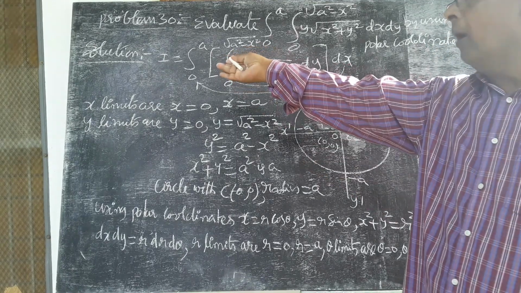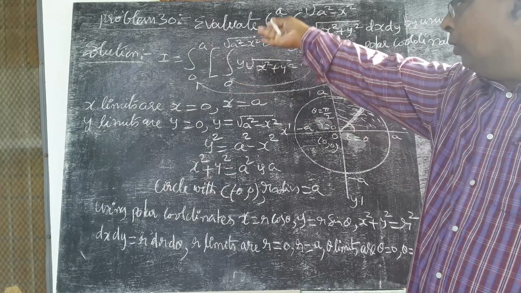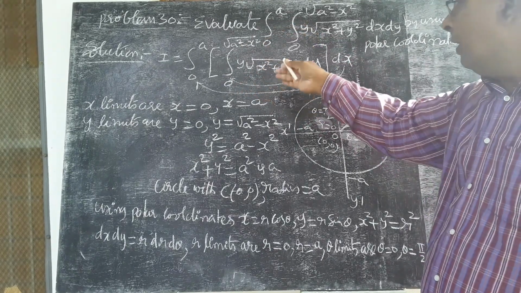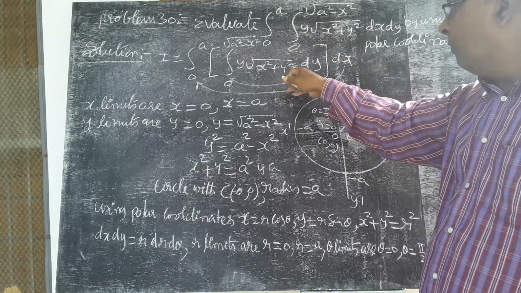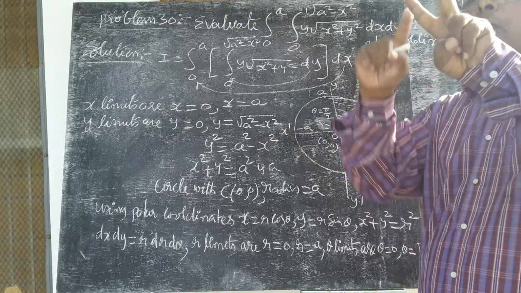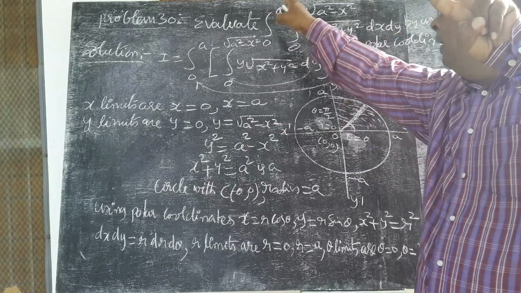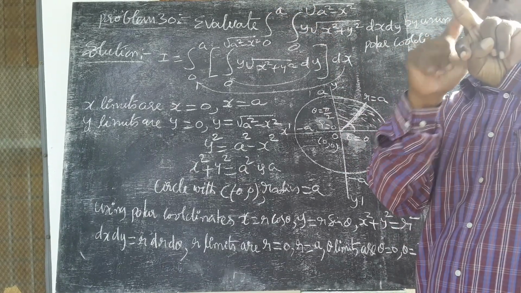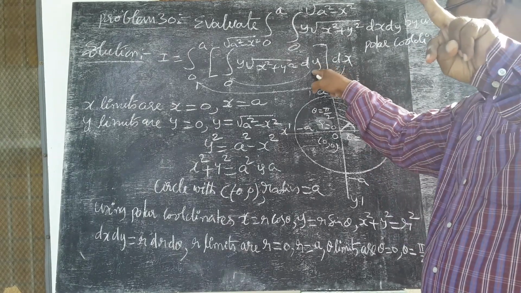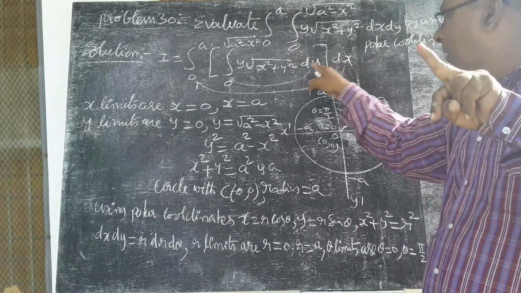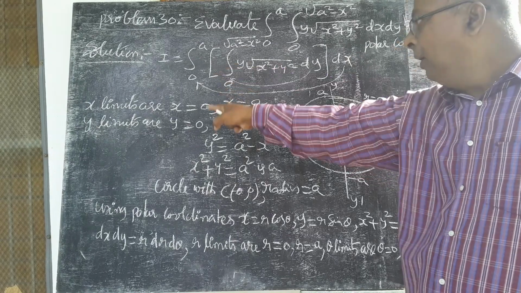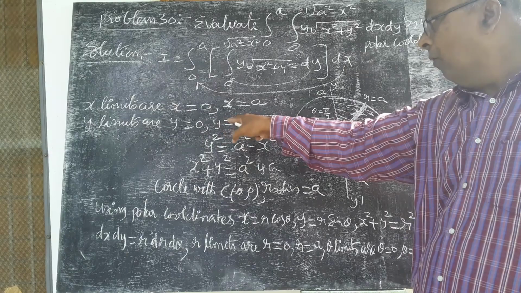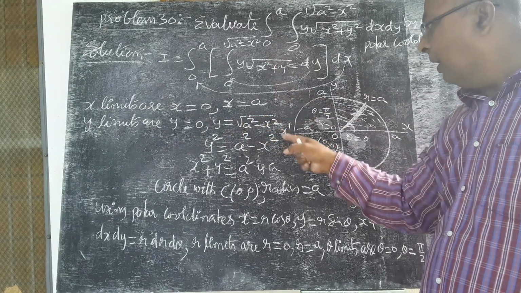So solution: I is equal to integral 0 to a, integral 0 to root over a square minus x square, y into root over x square plus y square. Look here, two variables are there, x, y. Here x appears, so we have to integrate first with respect to y. So you write dy dx. This is not the correct order, this is the correct order. X limits: x is equal to 0, x is equal to a. Y limits: y is equal to 0, y is equal to root of a square minus x square.